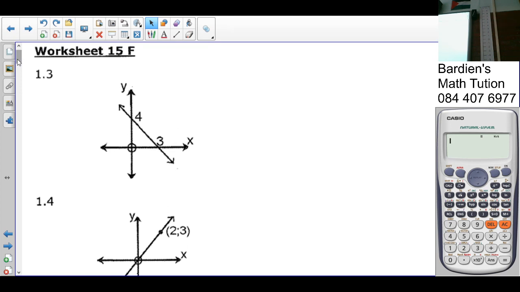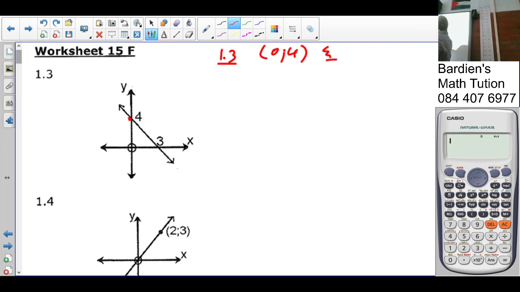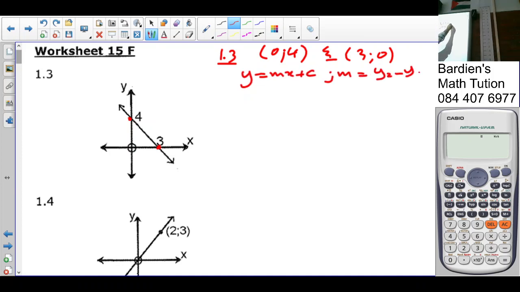1.3. Okay, again, in this I'm going to do the odd numbers, so this is the 1.3. What's the coordinate of this point? 0 and 4, which is also your c value, your y-intercept. Not so? C value is 4. And this coordinate here? 3 and 0. So remember now, y is equal to mx plus c. To calculate m is y2 minus y1 over x2 minus x1.